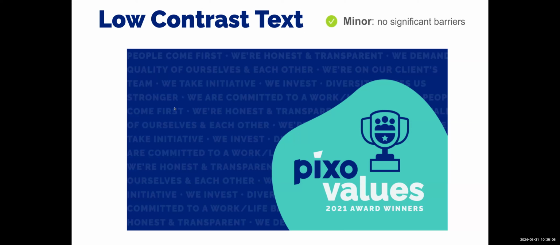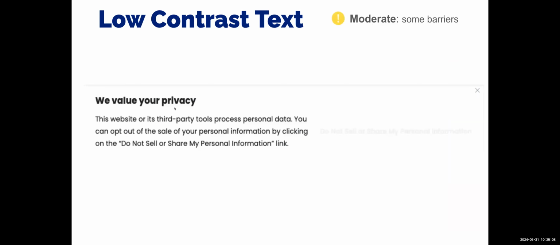The next example is a moderate example. There are some barriers. This is a cookie policy opt-out link, and it's very, very hard to see this text that says, do not sell or share my personal information. I'm not even sure how well this is coming out over screen share, but I made this one moderate because it's not preventing users from accessing any of the content of the site. If you were using a screen reader, you'd still be able to hear that text.